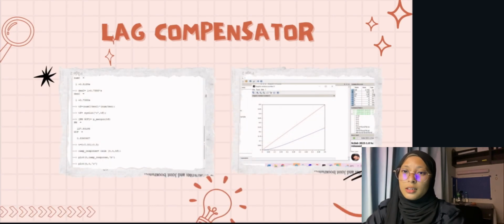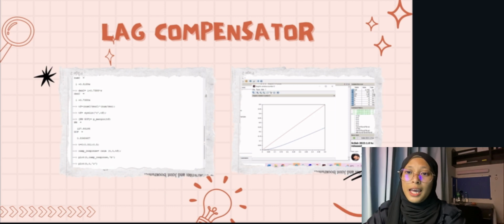Lag compensator. There are a few steps that we must follow to find the lag compensator. The first one is to find the frequency for our new phase margin. The next is to make this frequency our new gain crossover frequency and reduce the gain to 0 dB. The next step is that the reduction of gain is 20 log alpha. From here, we can determine the value of alpha.